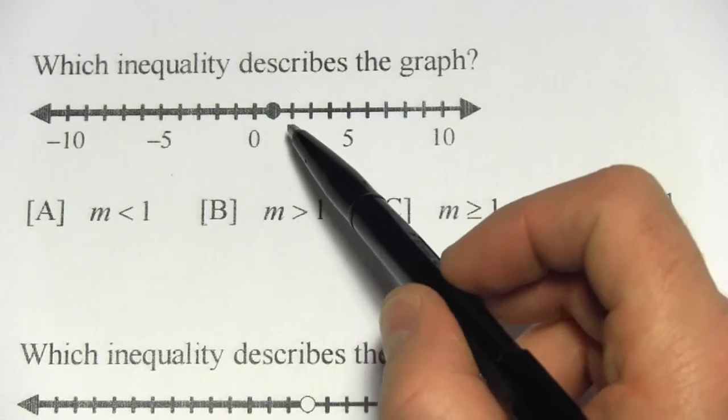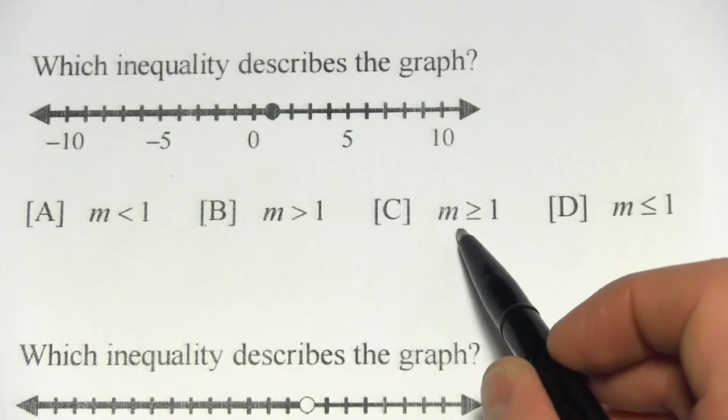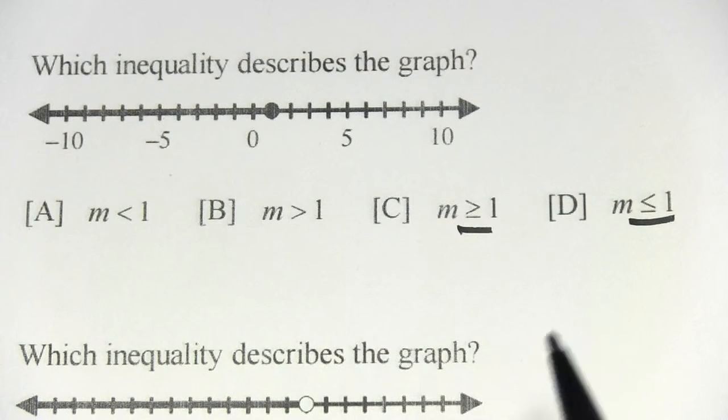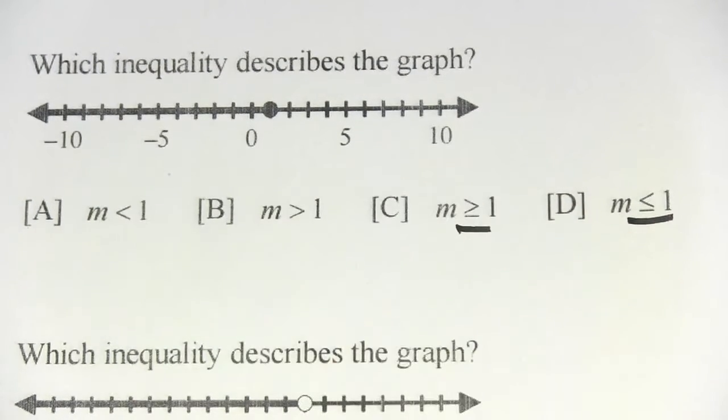A filled-in dot means you include that number. So that's going to be either a greater than or equal to, or a less than or equal to, because that solid dot represents the equal to part. In this case, this is less than, because it's going that direction where the numbers get smaller.